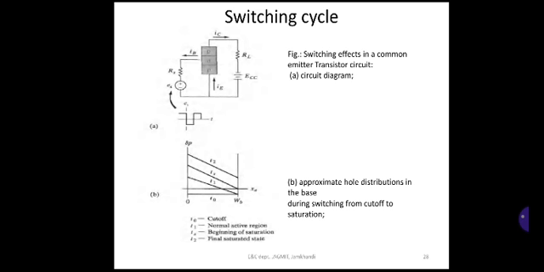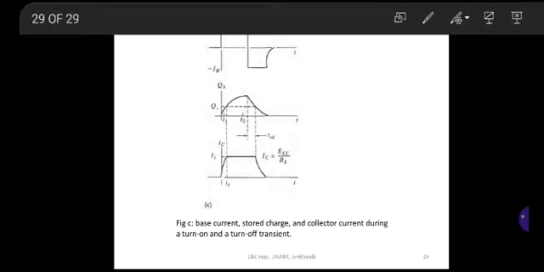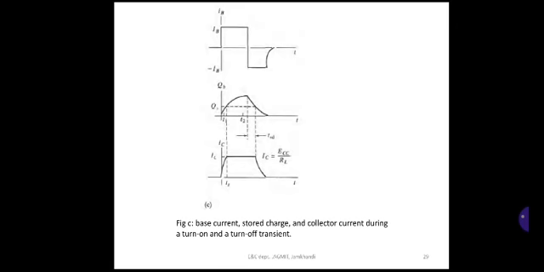Observe figure A, where ECC is the value of the collector circuit battery. ECC represents the battery in figure A, and RL is the load resistor. This is figure C, which shows the base current, stored charge and collector current. The first one is the base current, the second one is the stored charge, and the third one is the collector current during turn on and turn off transients. Both are shown here: the base current IB, the stored charge QB, and the collector current IC.